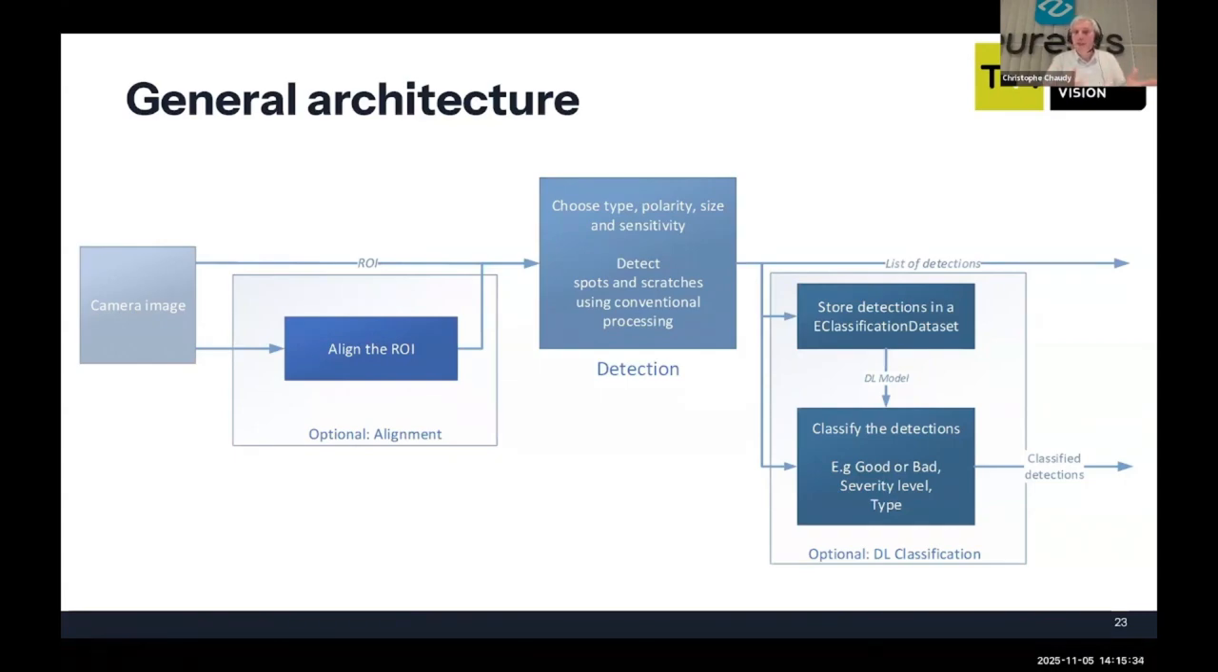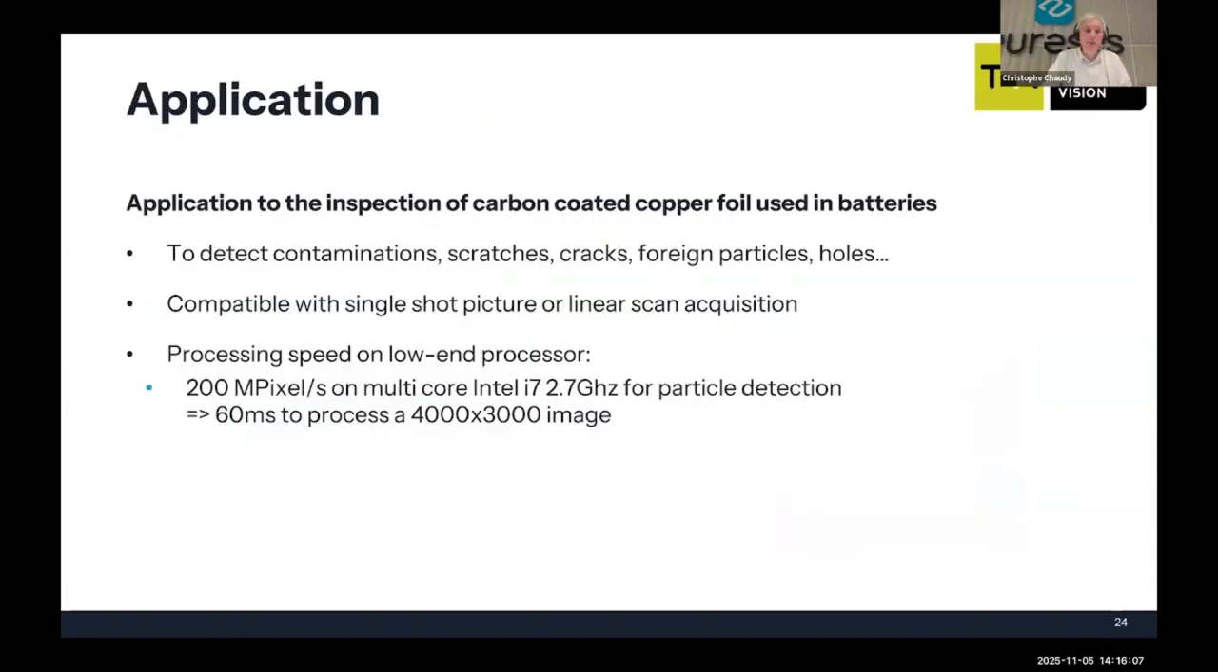This step allows you to detect spots and scratches using conventional processing. This part is really fast. At that point, you get a list of detections, or a list of candidates. For some applications, it ends up here. You get what you are searching for. But you can push this detection, this segmentation, to a deep learning classifier that has been trained specifically for that specific end industry. I will illustrate that later.